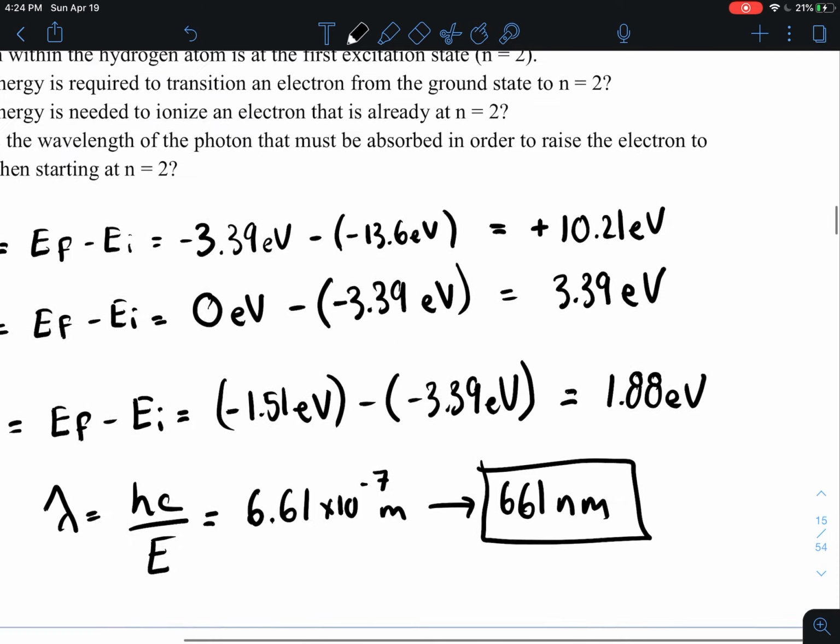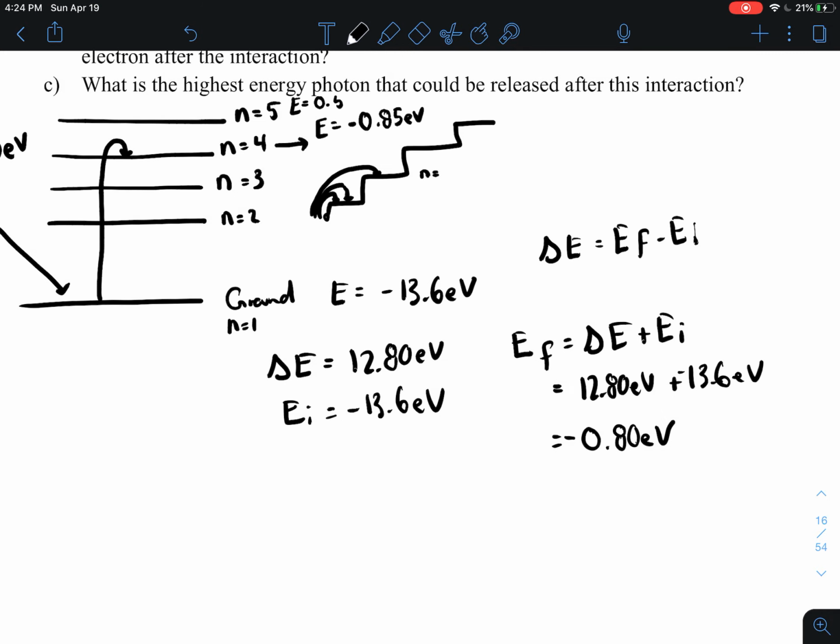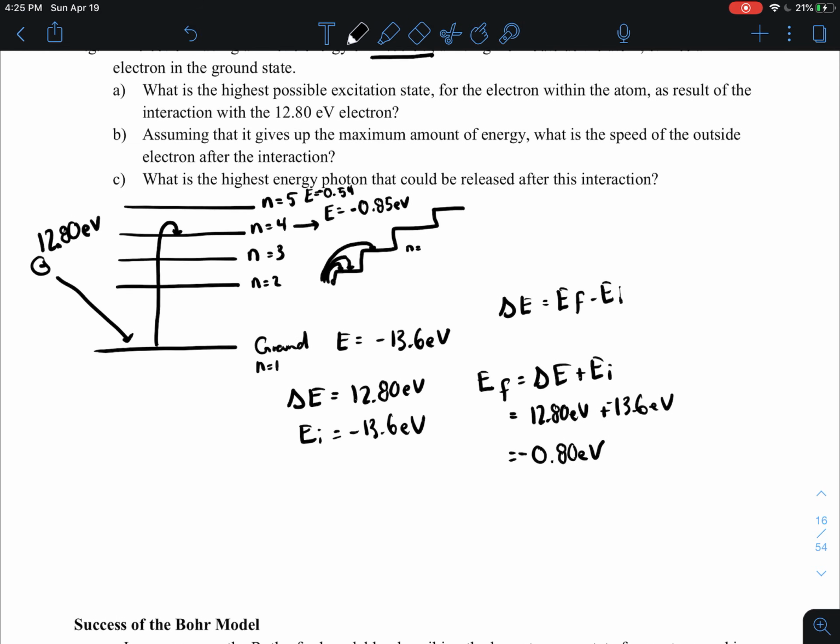So it doesn't quite make it to the next energy level, which we said was 0.54. It doesn't make it to that; it only goes between those two values. So where does it go? Well, it actually only goes to n equals 4.